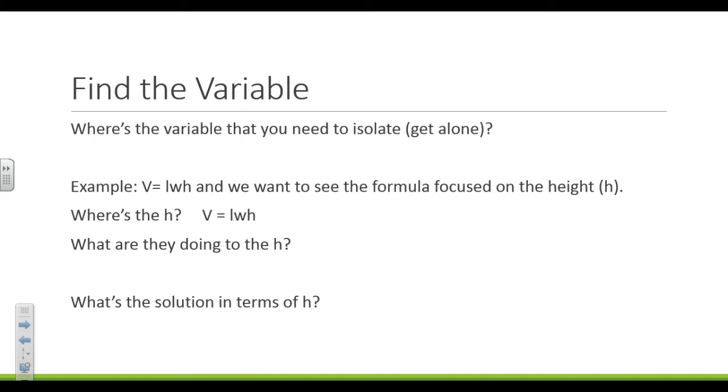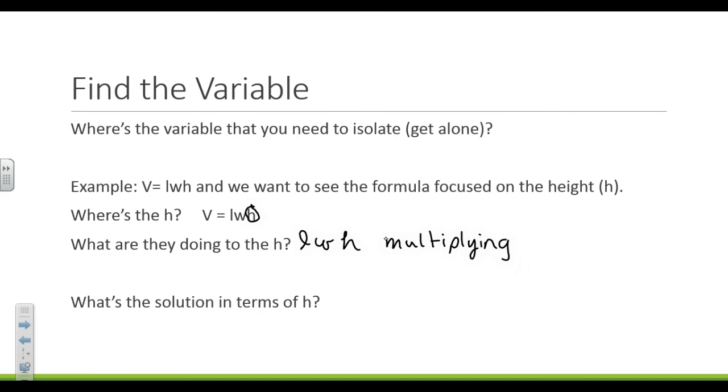Okay, when we start with this, we need to find the variable that they're asking for. So we need to determine where's the variable that you need to isolate to get it alone. Example, if V equals L times W times H, and we want to see the formula focused on the height, which is H, we first need to identify where our H is at. Well, right there. There's the H. What are they doing to the H? Well, when L and W and H are written side by side like that, they're multiplying.